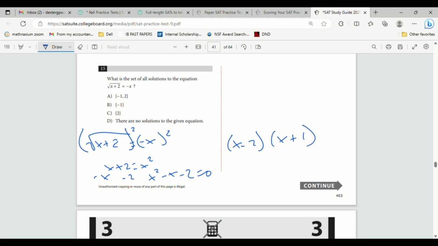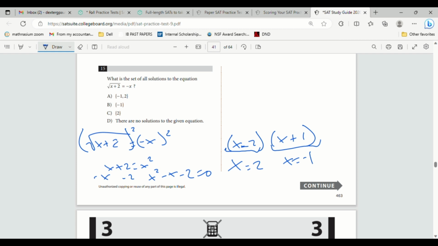If factoring confuses you, I would highly recommend that you check on how to factor, because it's a very, very important skill. So let's see. Now we have x minus 2 times x plus 1. So our answers are going to be x equals 2 and x equals negative 1, because you've got to solve for the inside of all these factors. So now we have to check our answers to make sure they're actually correct.